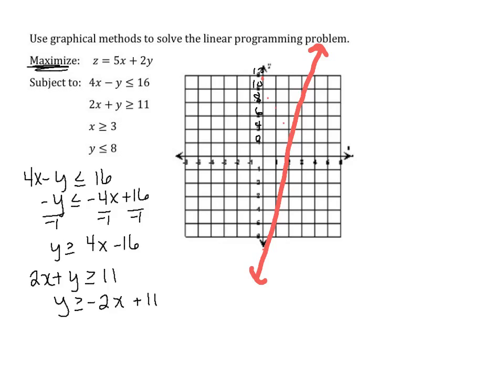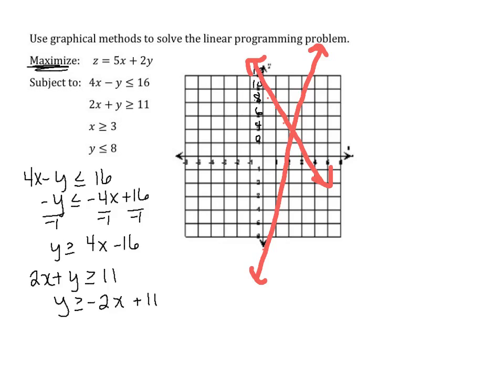And we're going to have another solid line. And keep in mind we want to be above this line and above the other line. So kind of in between the two is where we're going to be.